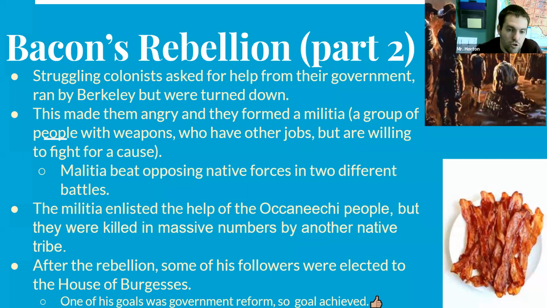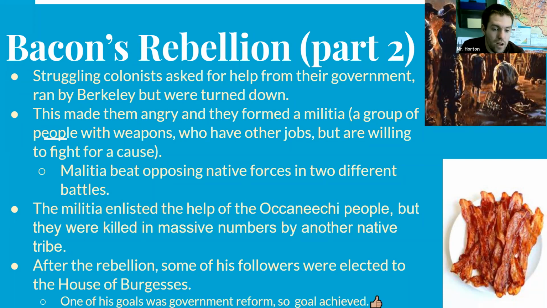So militia groups started to beat opposing native forces in 2 different battles. So they started to protect themselves against the Native American attacks. And the militia enlisted the help of another Native American tribe, but that tribe was often killed off in massive numbers by another Native American tribe.